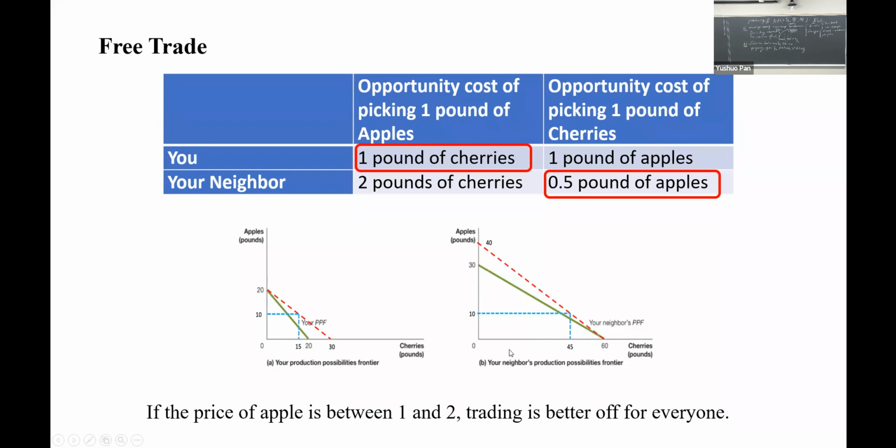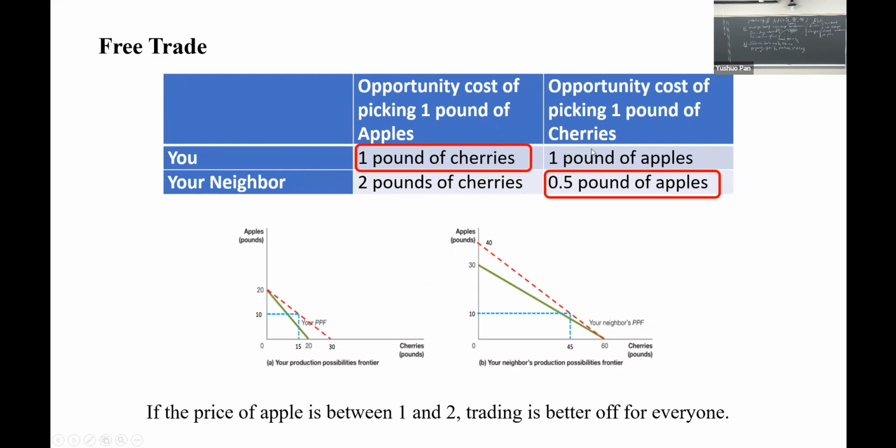If your neighbor used all of his or her time to pick only apples, your neighbor could pick 30 pounds of apples, and using the same amount of time to pick cherries, could pick 60 pounds of cherries. So that's the green line. Those are the original PPFs for you and your neighbor. Without trade, that's the PPF, and these four numbers are the opportunity costs. How to calculate the opportunity cost? Use currency divided by the product. That's what we learned in chapter 2.